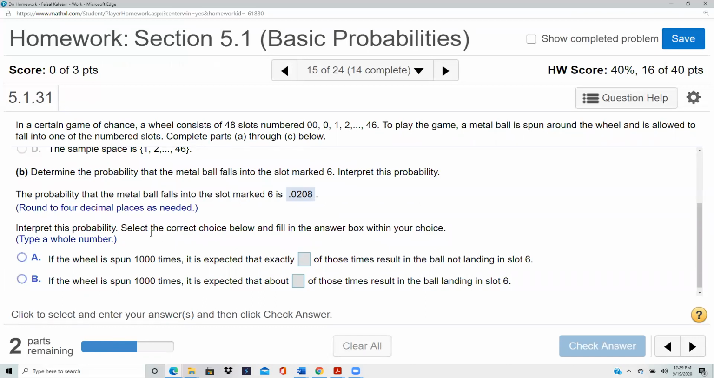Interpret. Select the correct choice below and fill in the choice. If you do the spinning 1,000 times, so in each spin you have 0.0208 probability of getting a 6. So how many 6s do you expect if you do it 1,000 times? So you just multiply this 0.0208 by 1,000. So the decimal moves 1, 2, 3 places forward. So you'll get 20.8, and that rounds to 21. And now the question is exactly or about, so always about.